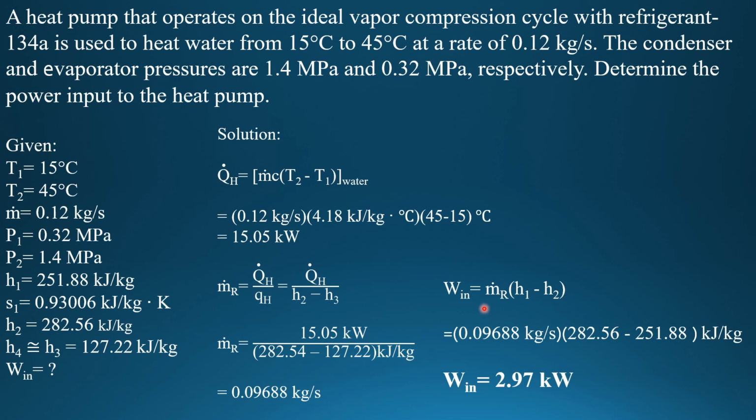So lastly, to solve the power input of our heat pump, we have this work input equal to the mass per unit time of our refrigerant times the specific enthalpy at state 1 minus the specific enthalpy at state 2. So we plug in the values. We have 0.09688 kilogram per second times 282.56 minus 251.88 kilojoules per kilogram, and we have the work input of the heat pump, that is equal to 297 kilowatts. And that is our final answer.